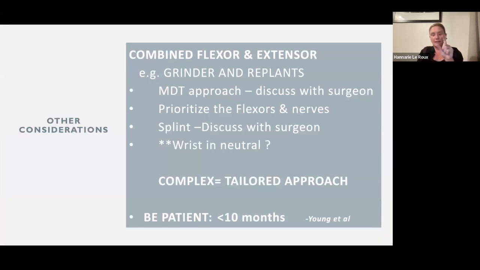Then other considerations, so your combined extensors and flexors, I would say definitely discuss it with your surgeon, but we prioritize flexors over extensors. So flexors and nerves are prioritized, then extensors. But ranges you have to find with your doctor, but we generally splint them in neutral and like a functional position. But it depends on the repair, it depends on the tension. So speak to the surgeon.